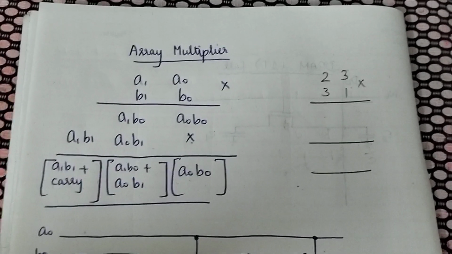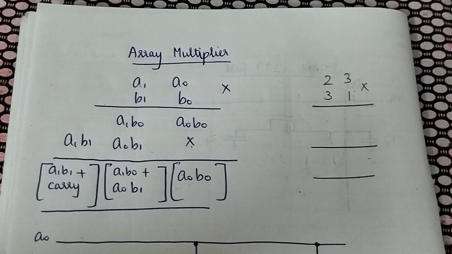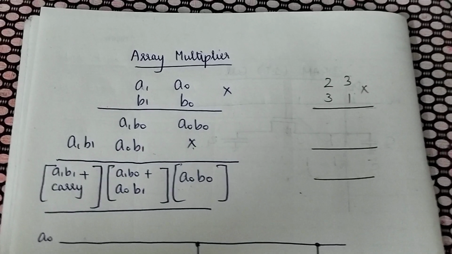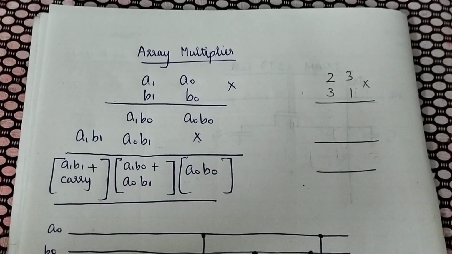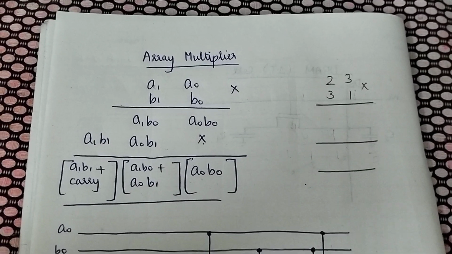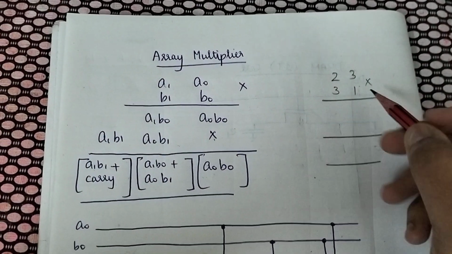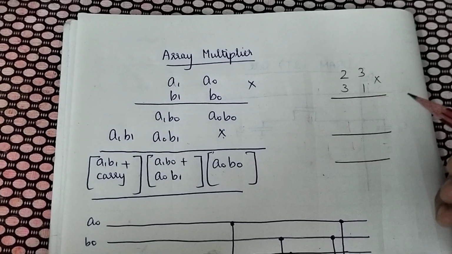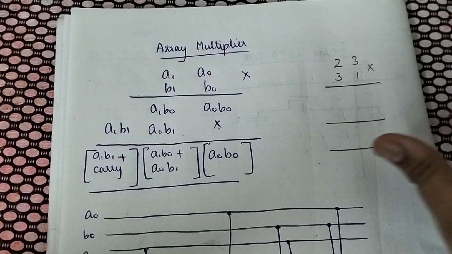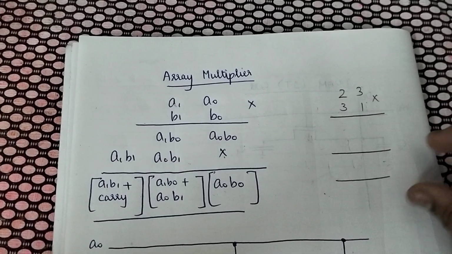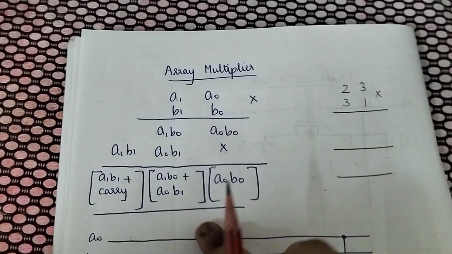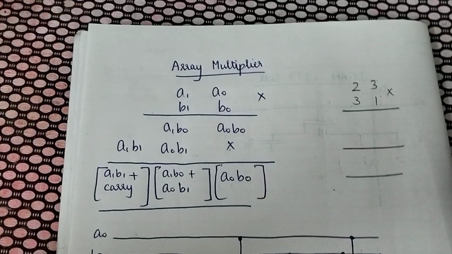We are going to take the example of a 2-digit into 2-digit multiplication and understand how the array multiplier works. Before we go into the array multiplier, let us first take this numerical example of 23 multiplied by 31, and we shall perform normal arithmetic multiplication, and then we will extend the same idea of the procedure to the multiplier and look at the circuit diagram.